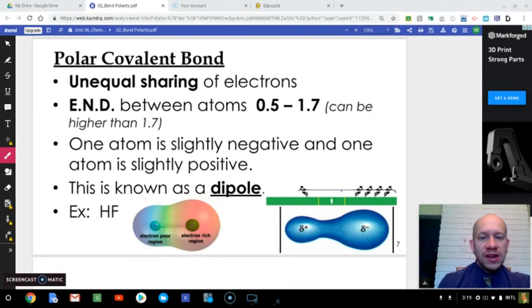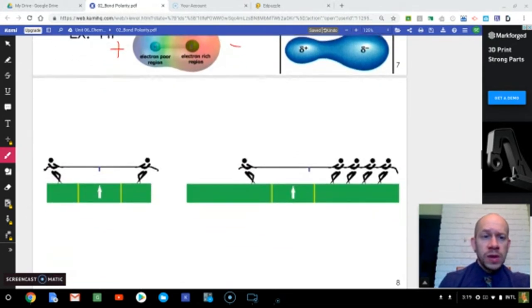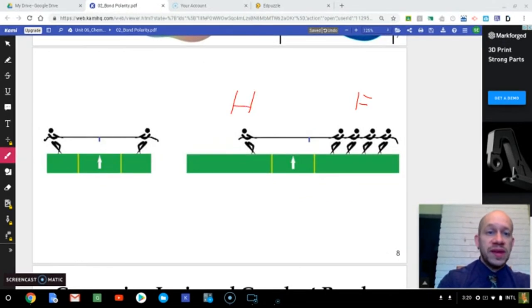So for example, in hydrogen fluoride, the hydrogen has fewer electrons, therefore it's slightly positive, because the fluorine has a higher electronegativity, therefore it pulls those electrons towards it, causing a dipole. If we have a tug of war, we can imagine this. Two elements of the same thing are pulling equally, therefore there's no imbalance. However, fluorine over here has a higher pull than hydrogen, therefore we have an imbalance in our tug of war.